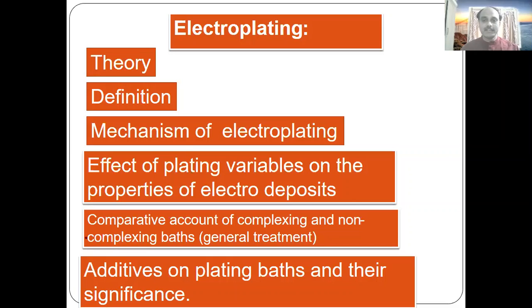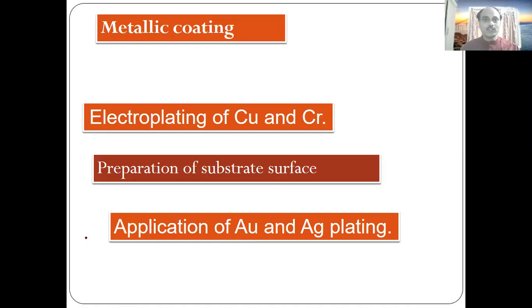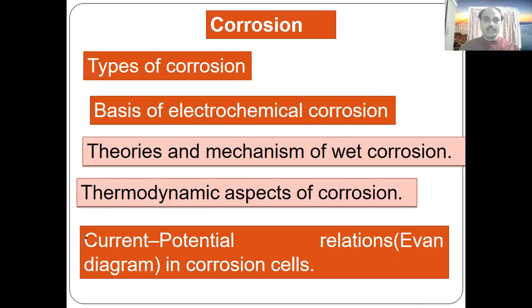Means during a plating technique, we have to add some additives as chemical substances for some of the essential purposes. And metallic coating. In metallic coating, we'll study the electroplating of copper and chromium, and why you have to coat this copper and chromium. And preparation of substrate surface. Means to coat any of the other desired metal onto the other surface, how to prepare or how to make ready the substrate surface for the coating, and application of gold and silver plating.